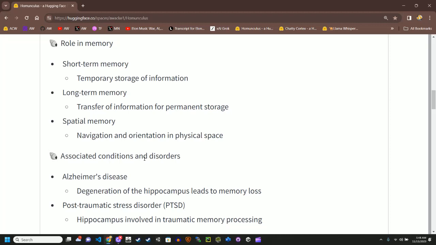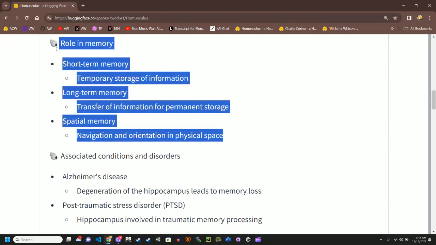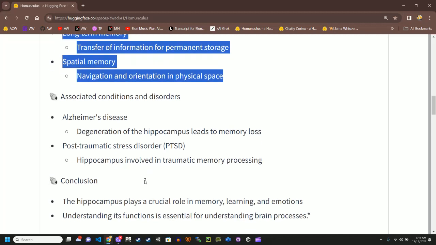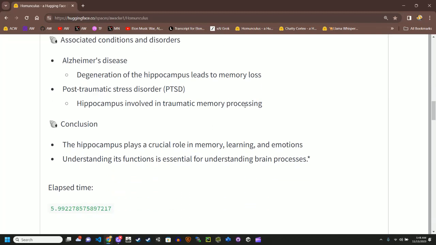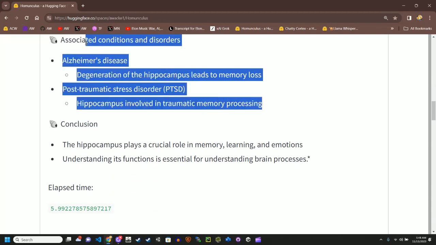Hippocampus associated conditions and disorders. Alzheimer's disease. Degeneration of the hippocampus leads to memory loss. Post-traumatic stress disorder, PTSD. Hippocampus involved in traumatic memory processing. Hippocampus conclusion. The hippocampus plays a crucial role in memory, learning, and emotions. It is essential for understanding brain processes.